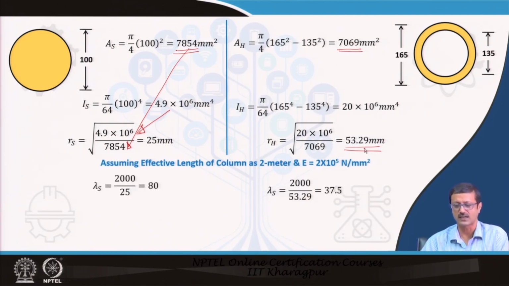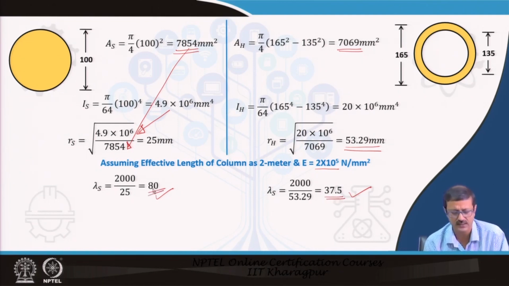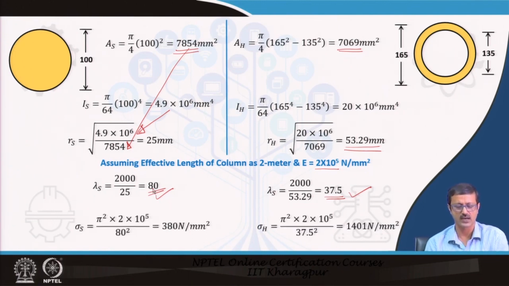Now, if I assume that for this particular problem, there is a 2 meter long beam column, and the E value, the Young modulus, is this, then I can find out lambda like this. Lambda is 2 meter, the effective length, by 25, that is the R. So, this is 80 and this is 37. Definitely 80 is much higher than 37. So, I may say that the solid column is a much longer column with respect to the hollow column.